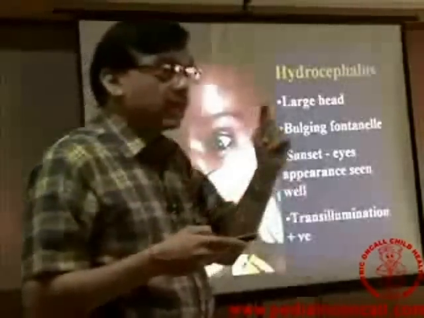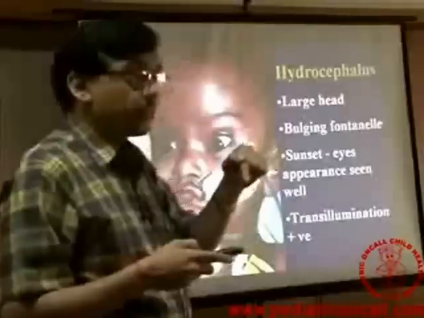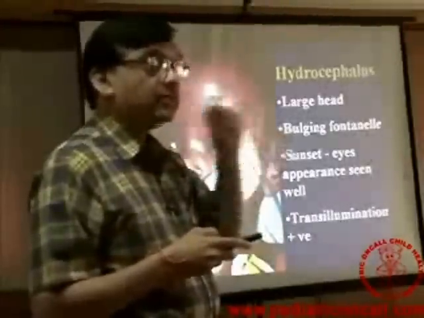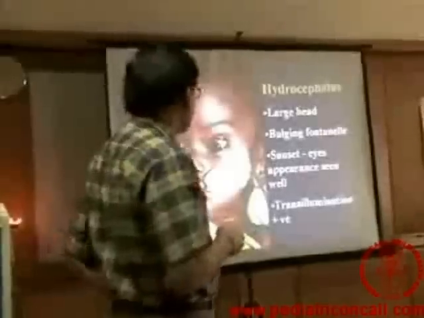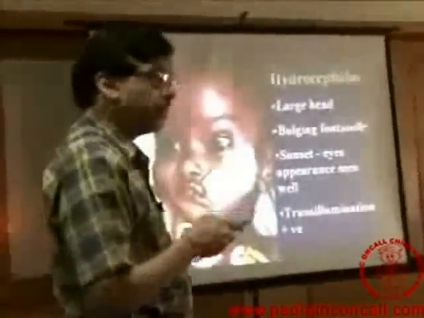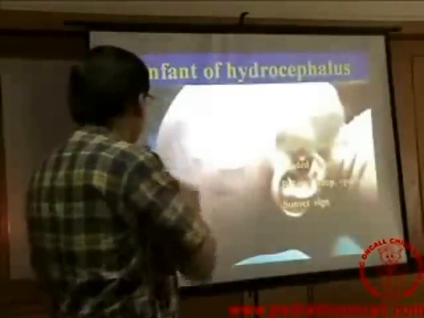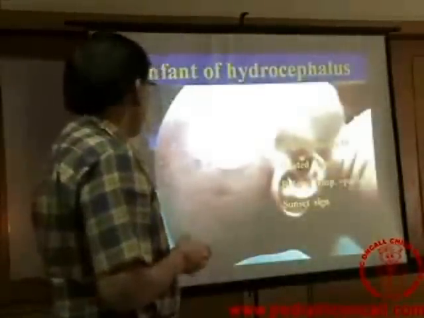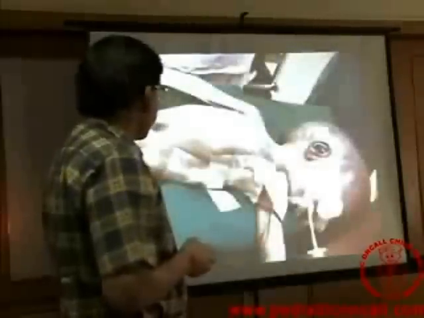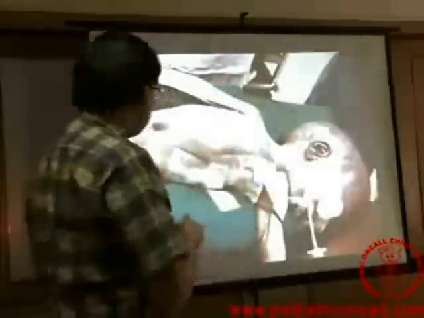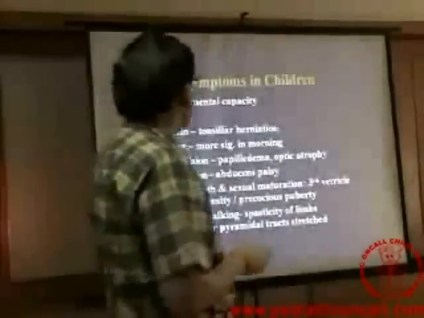And therefore, even after we do the shunt, the sunset sign may not disappear for a long time. It may still be persistent, so don't expect that to go back the next day. So these are typical, again, huge dilated skull with dilated veins. Again, you can see congestion of the scalp veins. This is the child just being taken off for surgery.